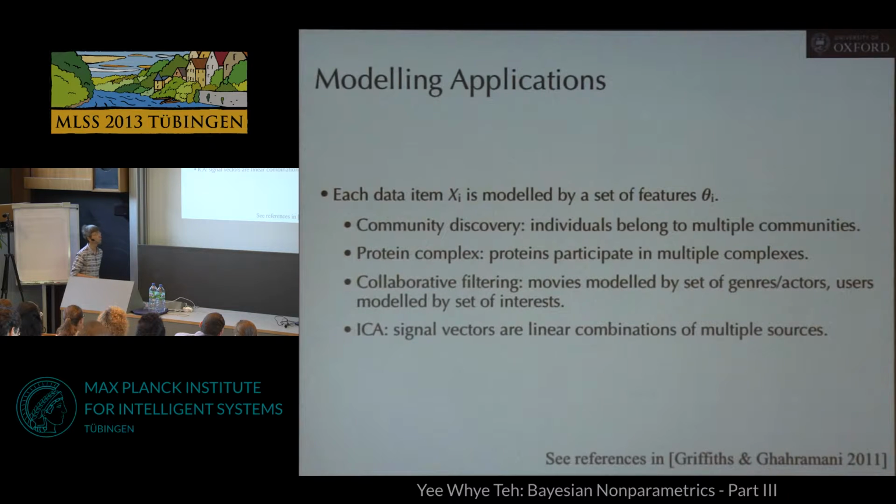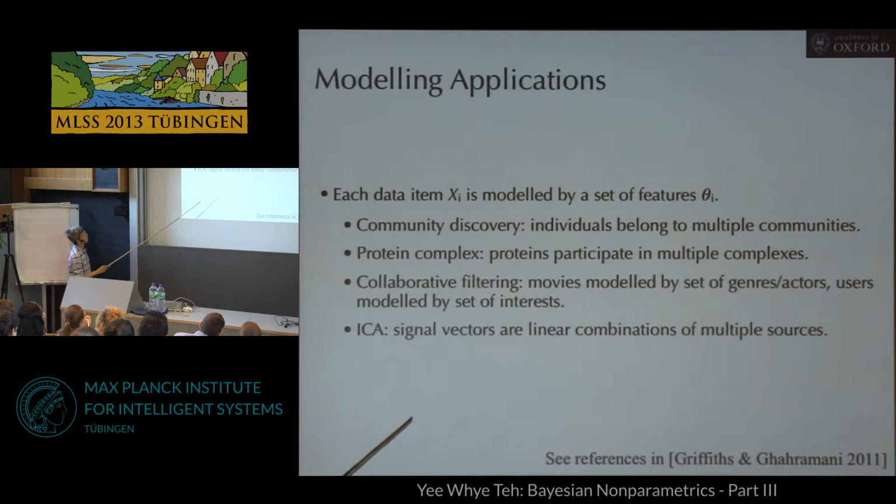For example, if you have network data, you might be interested in doing community discovery. The standard way in which people do community discovery is to partition the nodes in a social network such that you have high interaction within each cluster, and a smaller number of interactions across clusters. But again, you might have individuals that belong to multiple communities. So maybe you might want to allow each node in your graph to belong to multiple subsets.